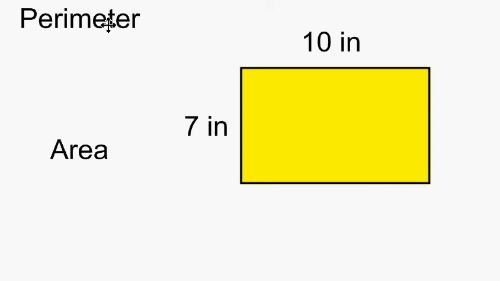So we're going to measure that in linear units. So we're actually just traveling along the side all the way around until we come back to the end. The area would be the yellow portion, how much is on the inside of an object.